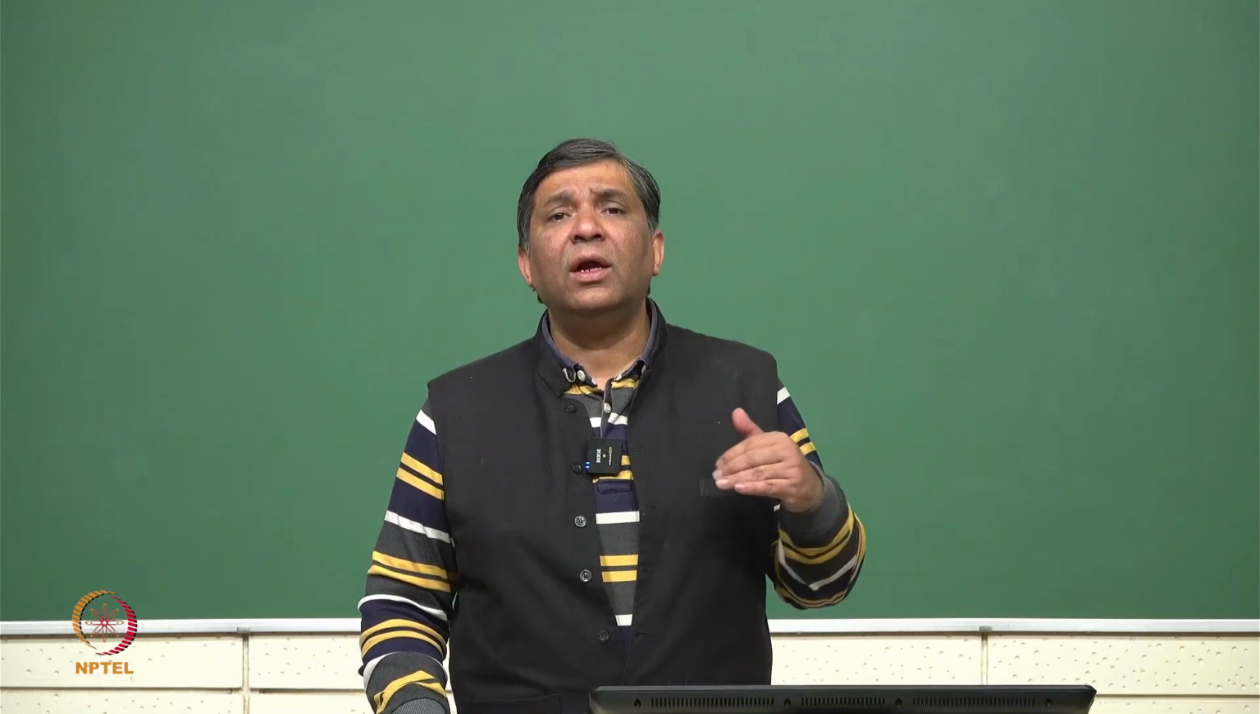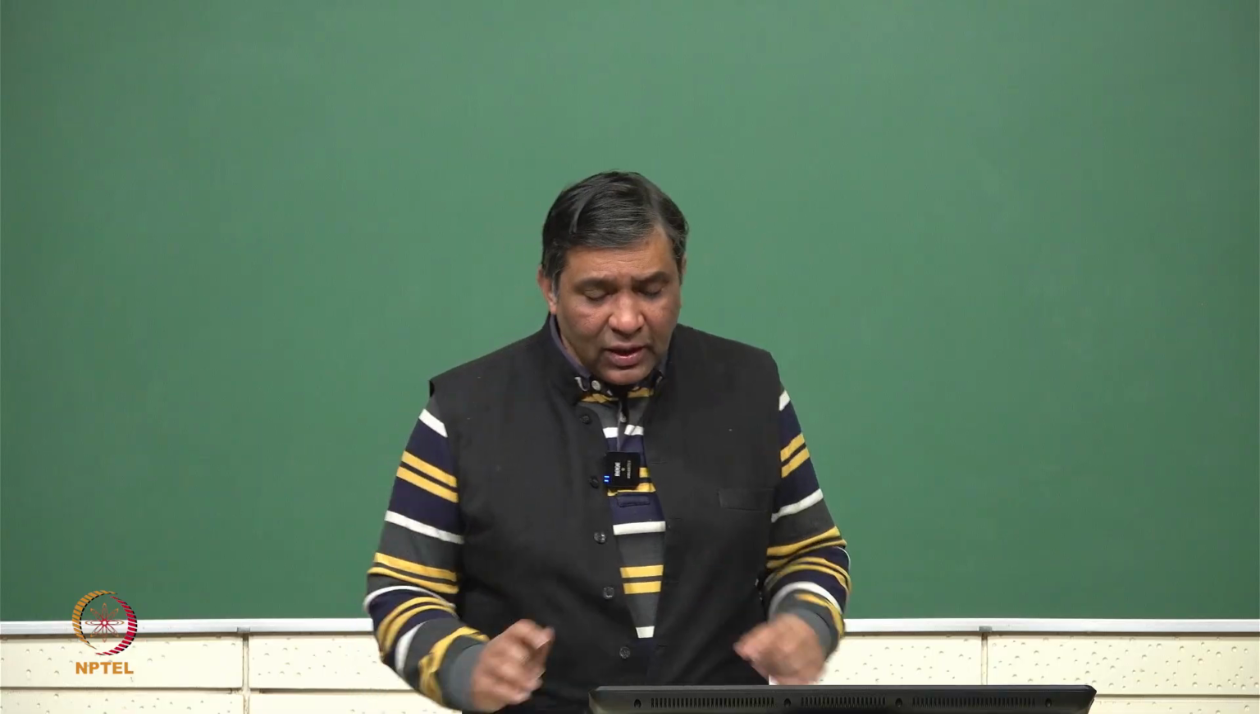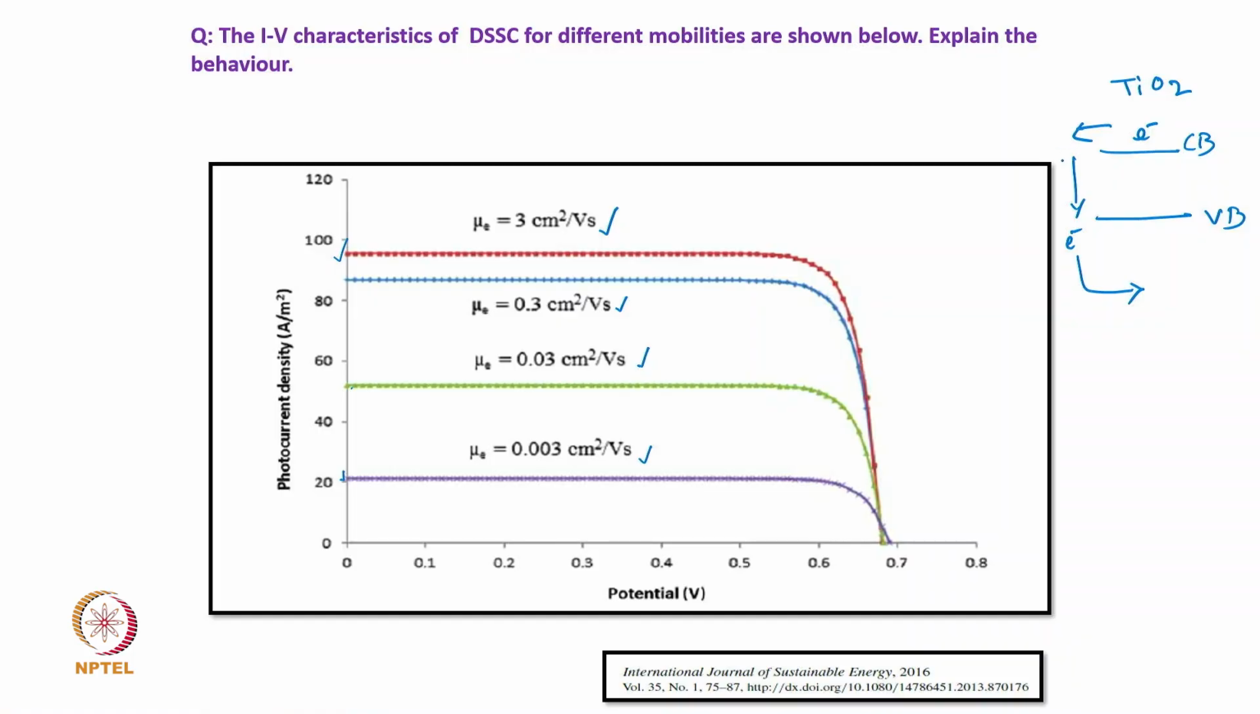So, in order to make the current density higher, we have to really check that the electron flows in this path efficiently, and therefore its mobility should be high. Therefore, we get a higher current density, and you can see that it is significantly higher, and it reduces drastically when the mobility decreases.